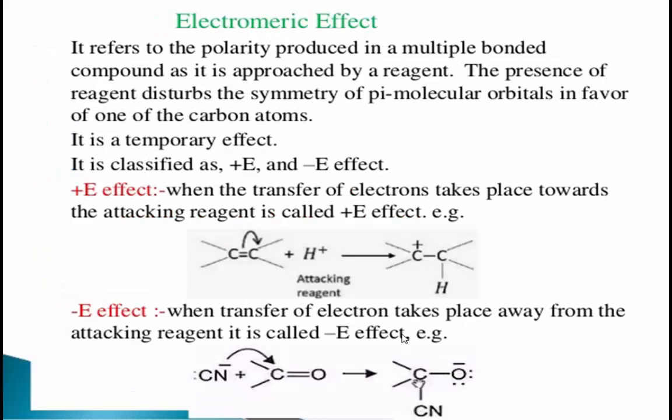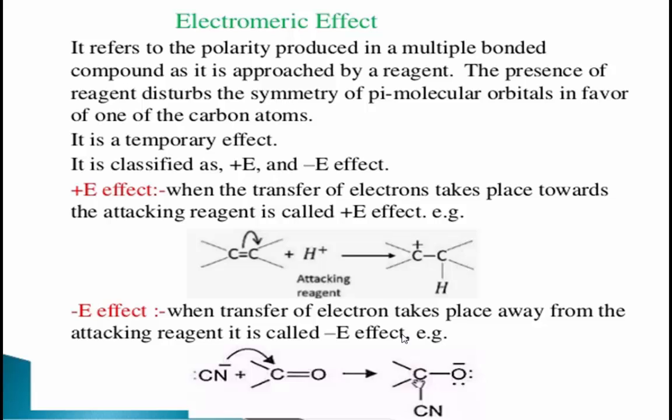Next, another type of effect, that is electromeric effect. Remember students, we already know electromeric effect is one of the temporary effects because it takes place only in the presence of an attacking reagent. Come to the definition of electromeric effect. It is a temporary effect produced in a molecule due to transfer of pi electrons of a double bond to one of the bonded atoms in the presence of an attacking reagent.